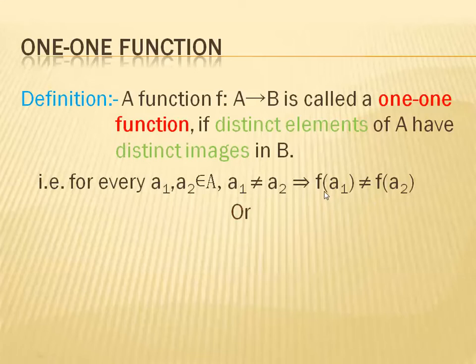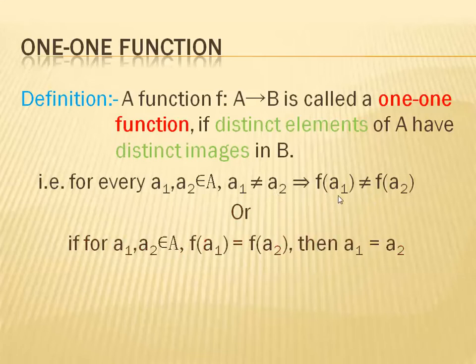Or if I take the contrapositive of this statement, then it is: if f of a1 is equal to f of a2, then a1 is equal to a2. That is, if two images are the same for elements a1 and a2, then it is possible only if those two elements are the same, otherwise it is not possible. Then that function is called a one-one function.